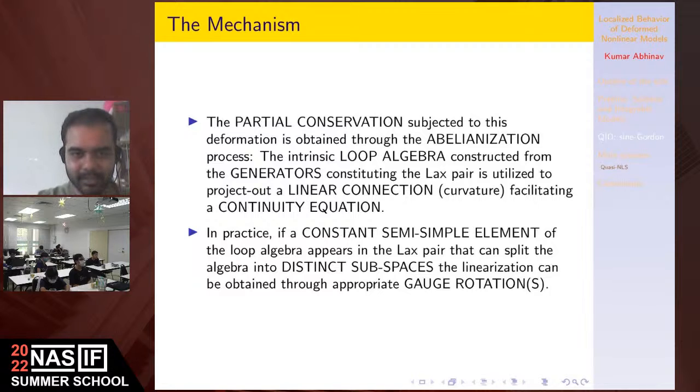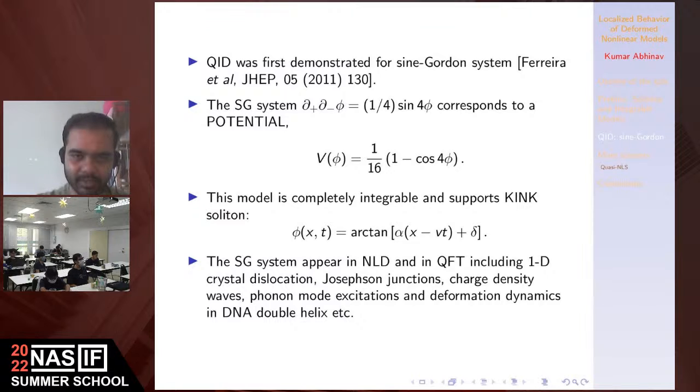Okay, so the mechanism itself, the mathematical mechanism is that this partial conservation, you can show through a mathematical process called abelianization, for which you remember I talked about these gauge fields, connections and all. And okay, once again, let me go back.